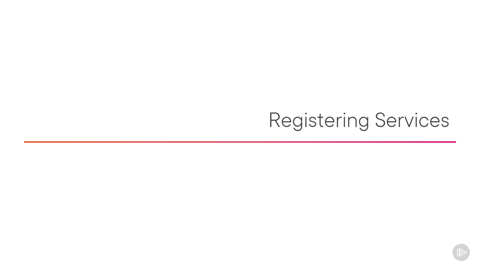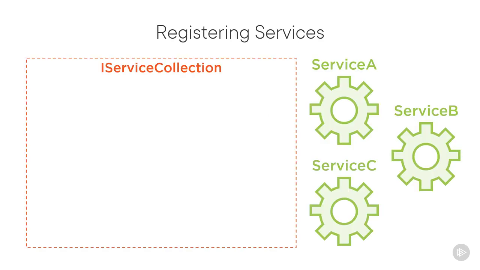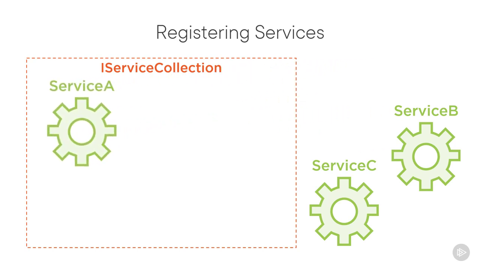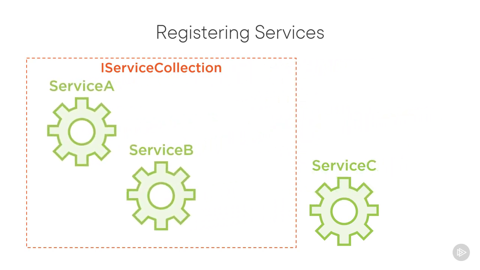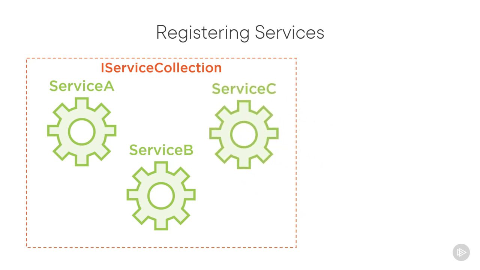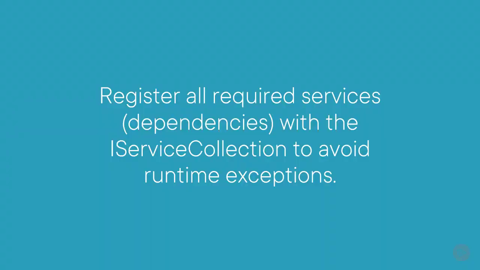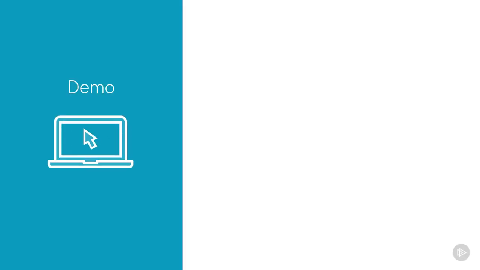To fix the runtime exception, we will use the Microsoft Dependency Injection Container built into ASP.NET Core. The Dependency Injection Container is configured when the application starts by registering services with it. We register application services with an IServiceCollection. Any services that we expect to be injected at runtime must be registered with the IServiceCollection. Failure to do so results in exceptions being thrown when those dependencies are first required, just as we saw in the example previously. In this demo, we'll register our first service with the Dependency Injection Container.